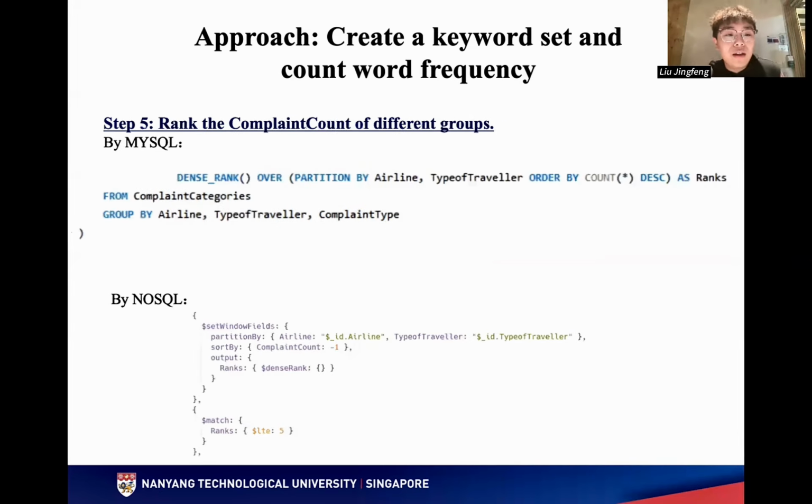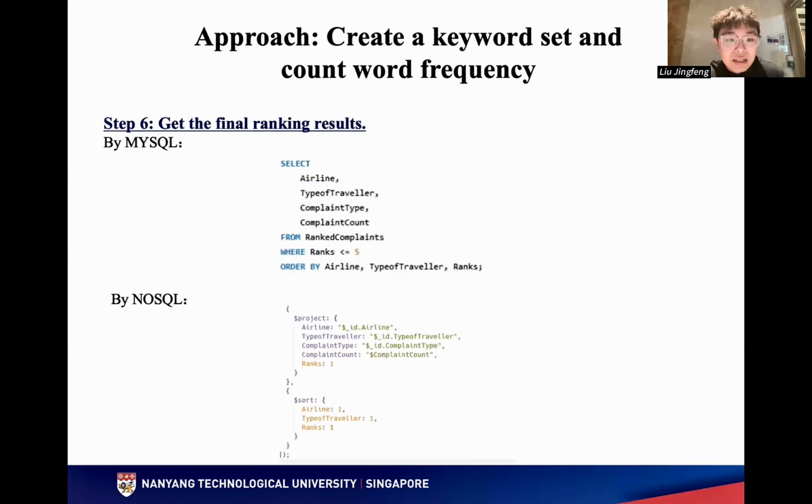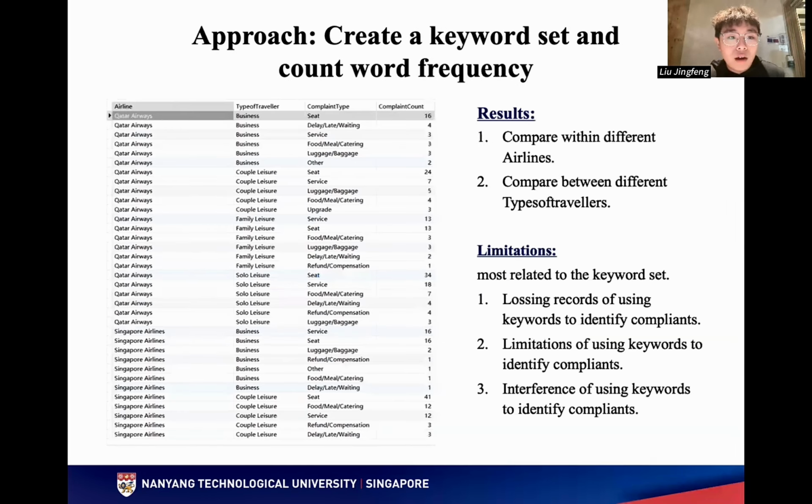Okay, I'm Liu Jingfeng, and I will introduce the remaining part of question 11. For step 5, we rank the complaint count of the different groups, and the pictures on the slide show how we do it in MySQL and in NoSQL. And step 6 is we get the final ranking result, using the code shown on the slides in MySQL and in NoSQL. And we got the final results, which are shown in the table.